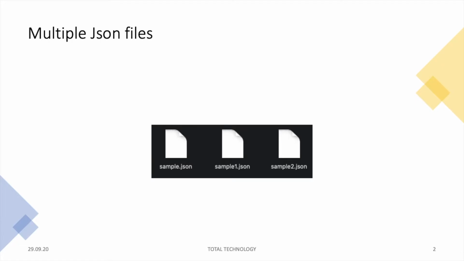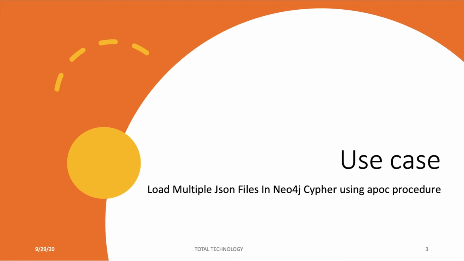But in this tutorial we'll read from multiple JSON files, and I'll concentrate on three JSON files, so the process will be the same for 3 or 10,000 or 10 million files. Just for the sake of time, so the video length does not increase, I'm going to use three JSON files from a single directory and we'll read them. So the objective is to load multiple JSON files in Neo4j Cypher using APOC procedure.